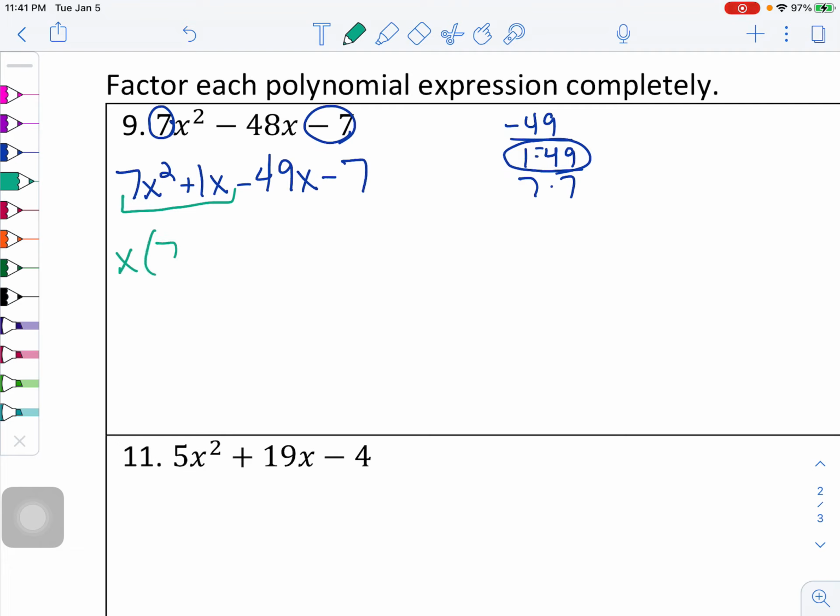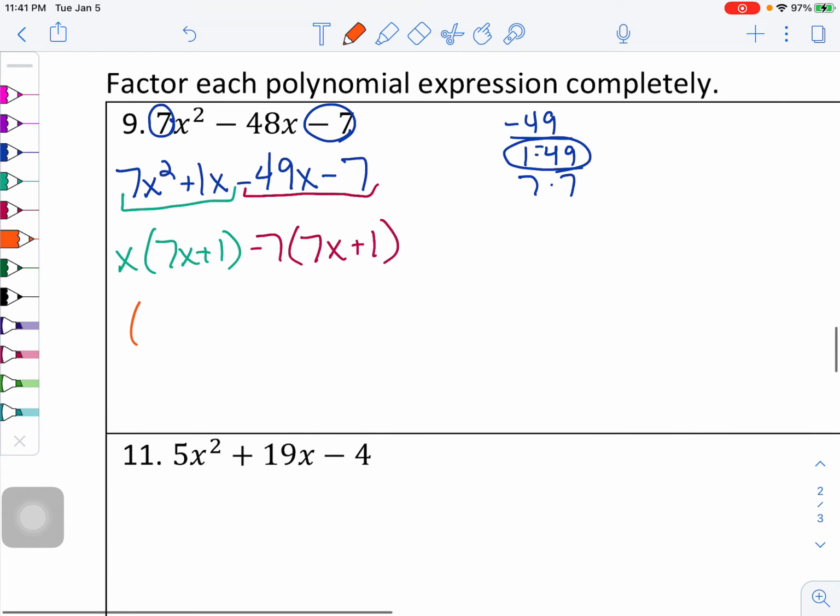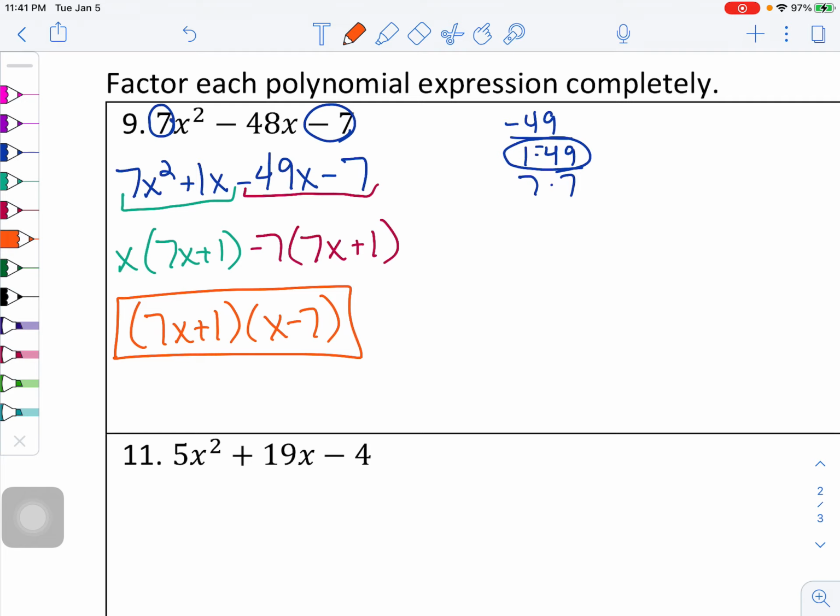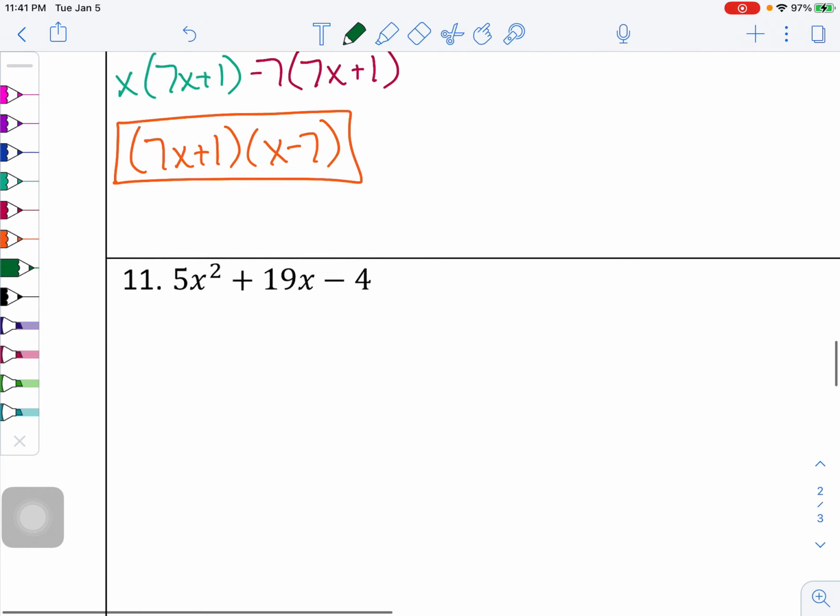All right, group the first two, take out an x, 7x plus 1. Group the second two, they have a negative 7 in common, so 7x plus 1. Those match. So 7x plus 1, and then x minus 7. Okay.